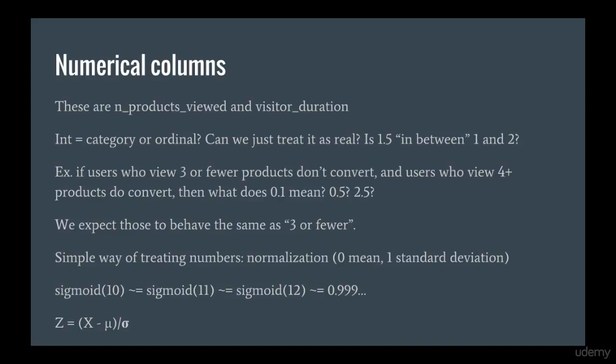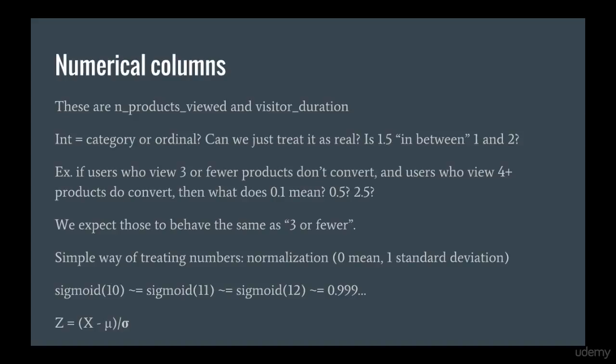For example, if all users who viewed 3 or fewer products didn't convert, and all users who viewed more than 3 products convert, then we would expect a user who has viewed 2.5 products to also not convert, or a user who has viewed 0.1 products not to convert. You wouldn't expect, based on the above rule, that a user who viewed 0.5 products to suddenly convert because 0.5 is some kind of special value. Therefore, scale and distance are important.